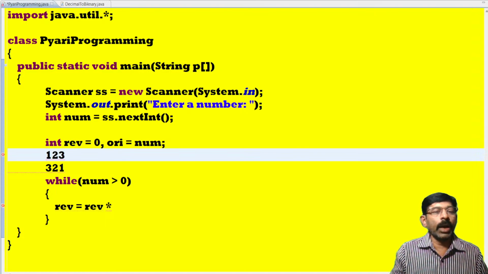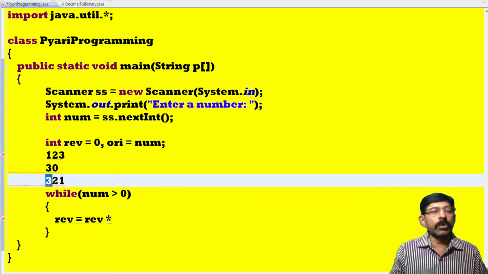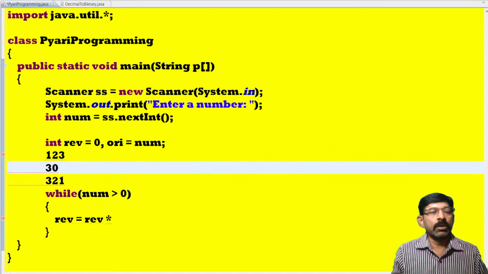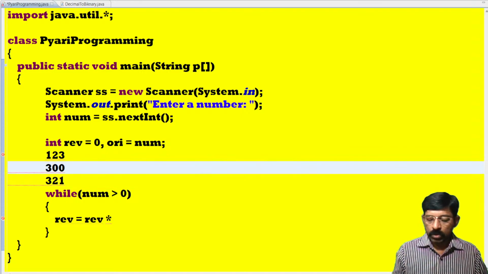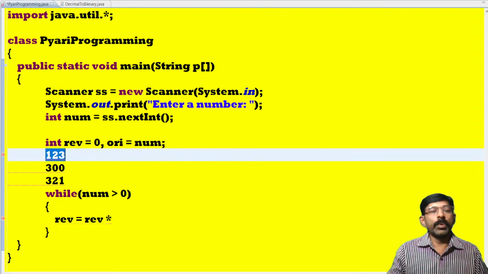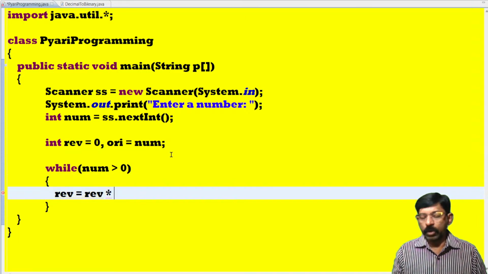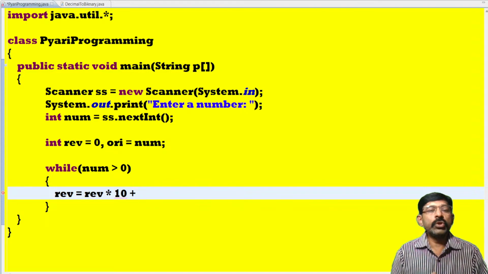So what I need to do? I need to multiply 3 with 10 so that next time it will become 30. Now in order to take it to the 100th position, again I will multiply with 10. So it will become 300. So now it will be in the 100th position. So because of that reason, I need to multiply reverse into 10 plus which one I have to move?